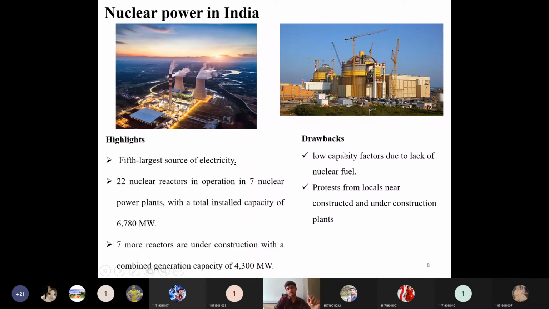Then there are drawbacks. The drawbacks are due to low capacity factors, due to the lack of nuclear fuel. As I said earlier, we don't have enough uranium reserves. We have thorium reserves. Okay, that too we have to explore more and more. We have to exploit the nuclear powers more and more.